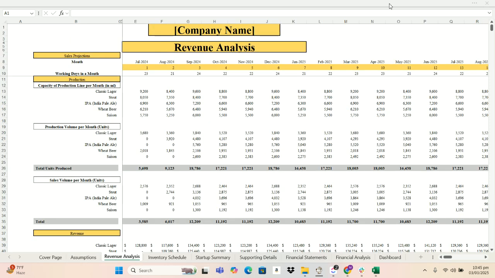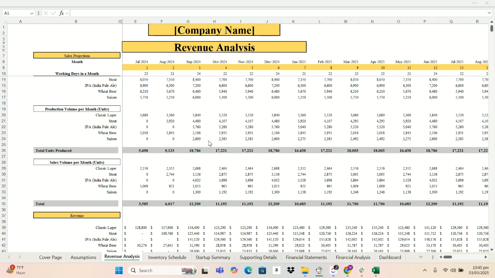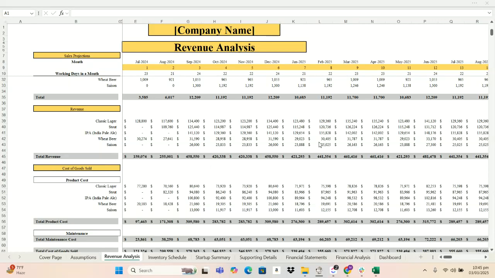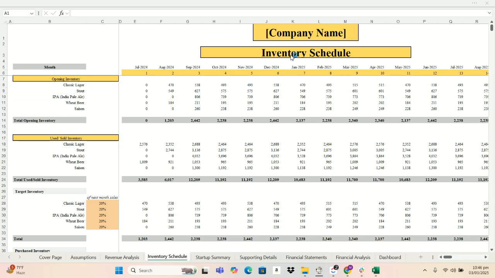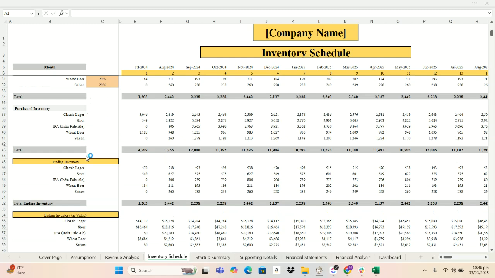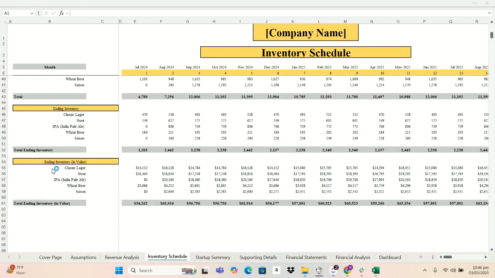Next up, we have our revenue analysis, which is calculated on monthly basis and yearly basis as well. Here you can see the total revenue, the cost of goods sold, the total maintenance cost, total product cost, total cost of goods sold. Next up, we have our inventory schedule. Here you can see opening inventory, sold inventory, ending inventory, and then ending inventory in value. The total ending inventory in value is also mentioned.